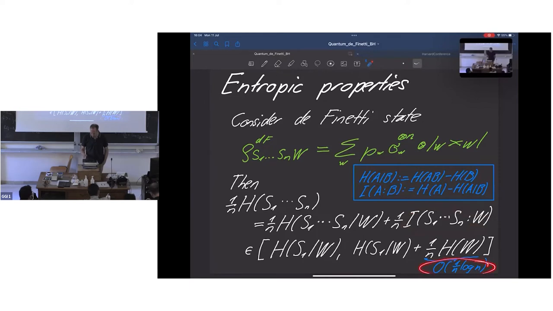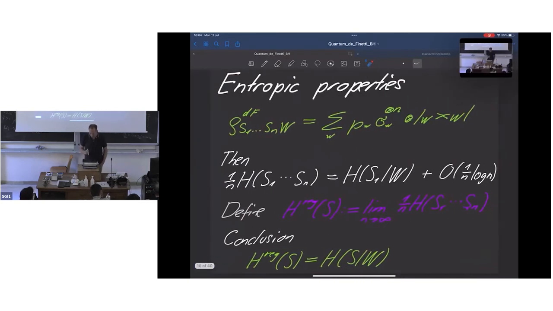And so this will give me a contribution, which is basically 1 over N up to a logarithm. In other words, this averaged entropy, you can interpret it as the average von Neumann entropy. So the joint entropy per piece is in the interval given by this and that. So it's basically as large as the entropy of one system conditioned on W. So this is again saying the same, that's the statement I just made.